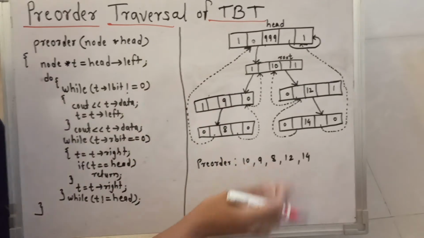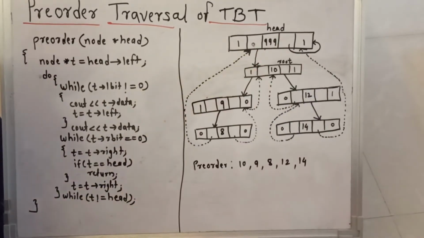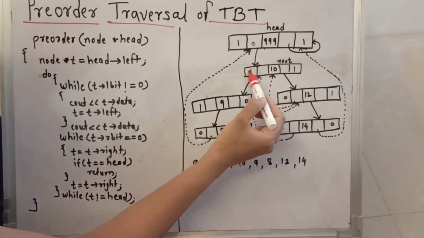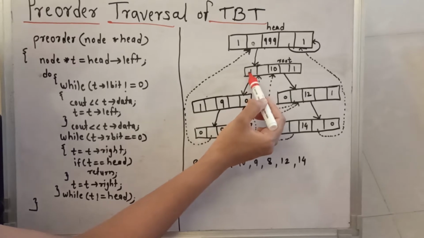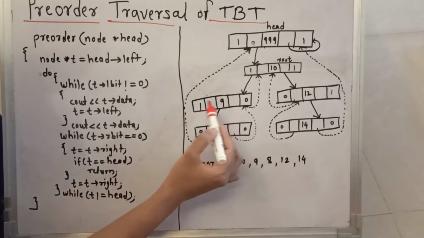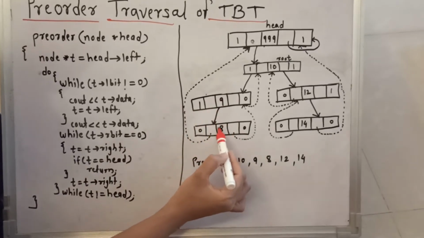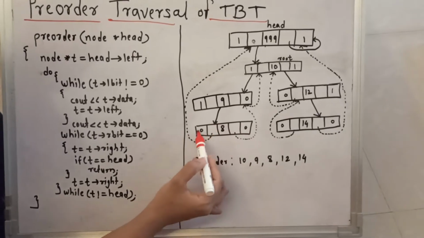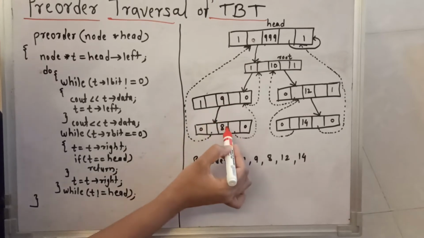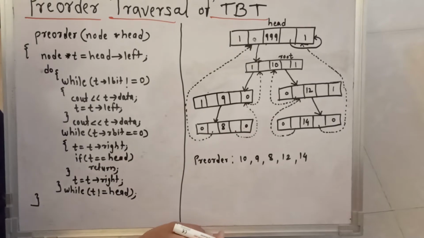So I have taken this one example for you. If you see, this is our head node, and this is our root node. The root has the value 10. Here the L bit value is equal to 1, that means the left child is present for the 10, and it has the value 9. 9 again has the L bit equal to 1, that means 9 again has one left child, with the value 8. And 8 does not have any left child, that's why here the L bit is equal to 0. For the 9 and 8, as no right child is present, the R bit values are 0.